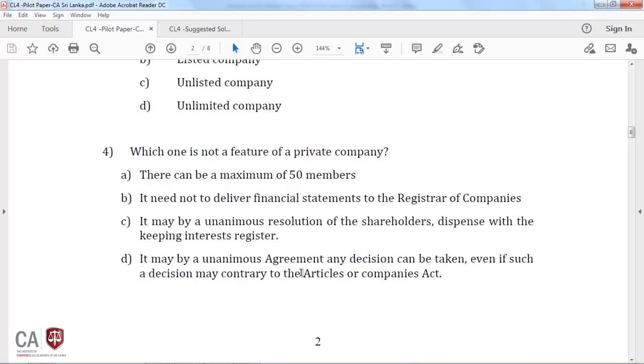So B is also not the answer question 4 is seeking. Then C, it may by a unanimous resolution of the shareholders dispense with keeping interests registered. Now if a particular private company wants not to keep an interest register, it can do so as long as its articles permit, by unanimous resolution of the shareholders. The shareholders can resolve that the company need not keep an interest register. So which means that C is also not the correct answer.